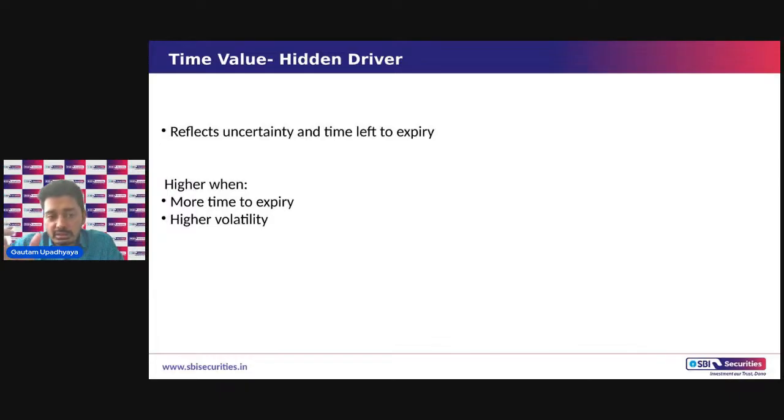मतलब द नियर एक्सपायरी विल हैव लेस टाइम ऑप्शन प्रीमियम compared to an option which has an expiry which is 1 month away or 2 month away. Larger the time frame, higher the time value component in that particular option.